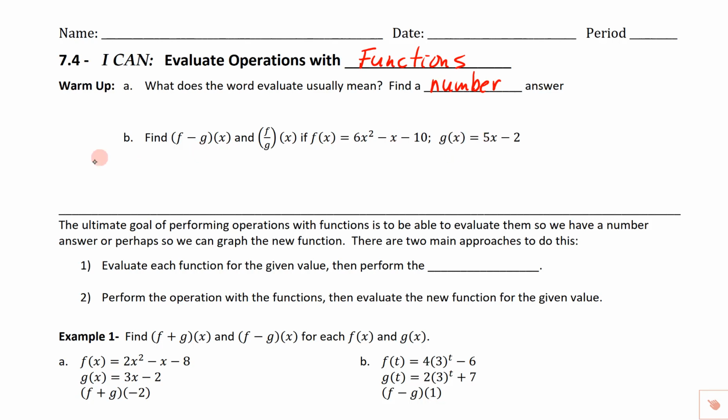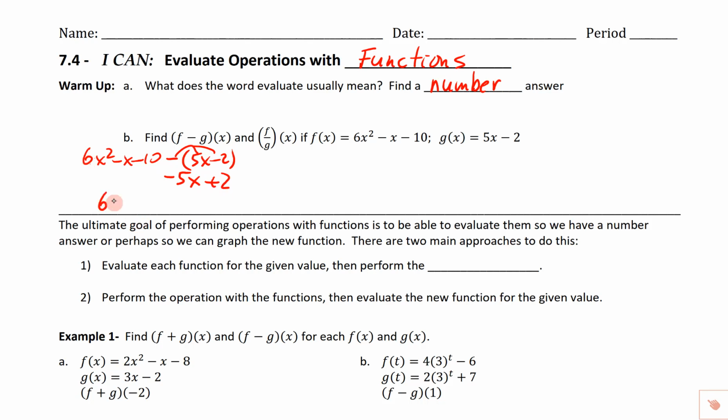Again, the subtraction one we've got to be a little bit careful with. I'm just going to go ahead and write down 6x squared minus x minus 10, and then I'm going to write down minus. I'm going to put this stuff in parentheses, 5x minus 2. So if I distribute through, I'm going to have a minus 5x and I'm going to have a plus 2.